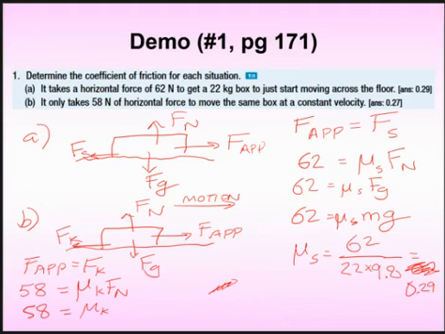Mu K Fn. What's Fn? Mg again, so I'm going to skip now. And what do I do now? Mu K is equal to what? 58 divided by... Did the Mg change? No, it didn't. So it's whatever product we had here, 200 and something, which is equal to how much? Which one is bigger? The mu s.